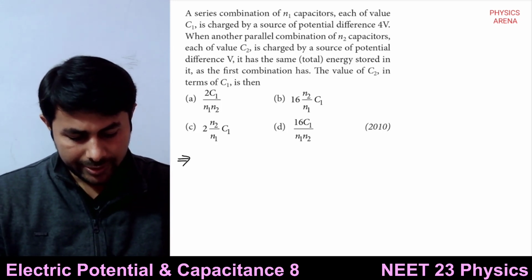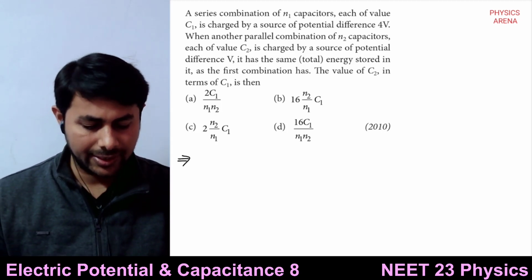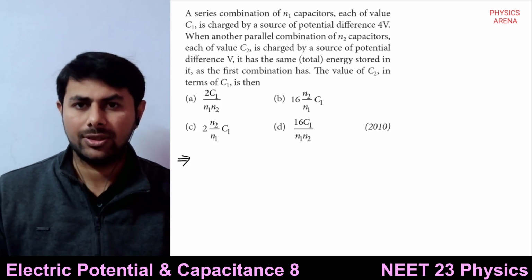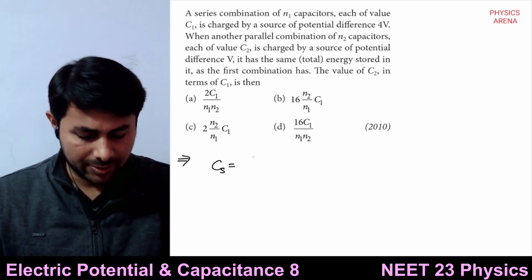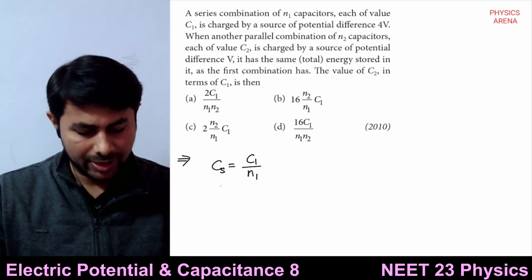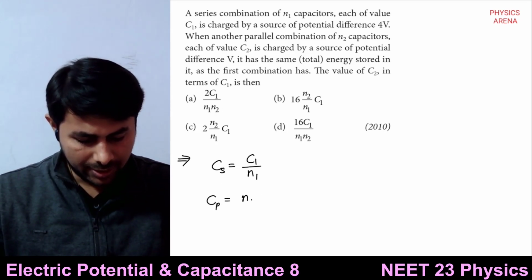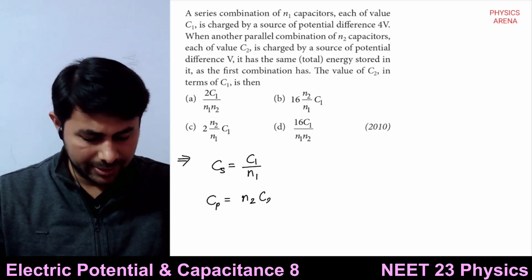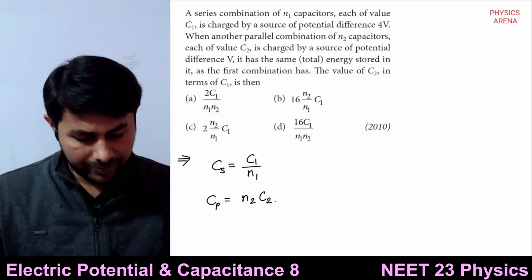We have a series combination of N1 identical capacitors, each of value C1. What is the series combination? CS is equal to C1 divided by N1. And a parallel combination of N2 capacitors. So what is CP? CP is equal to N2 multiplied by C2. Okay. So what do we get?